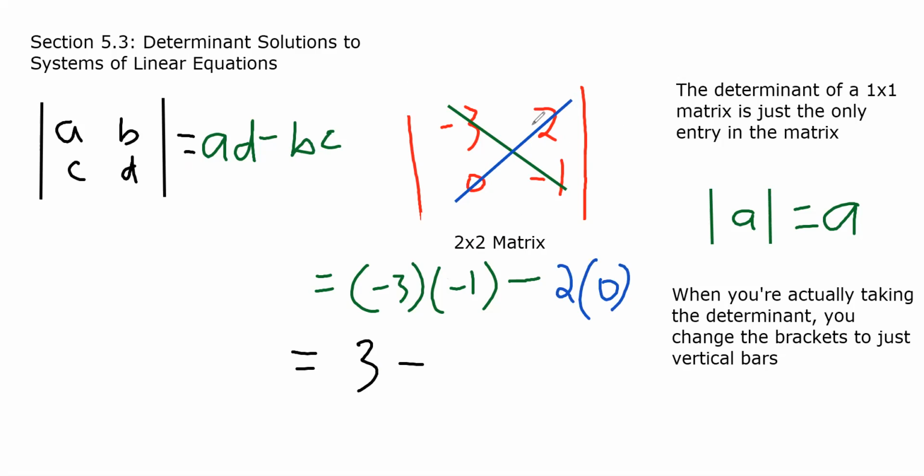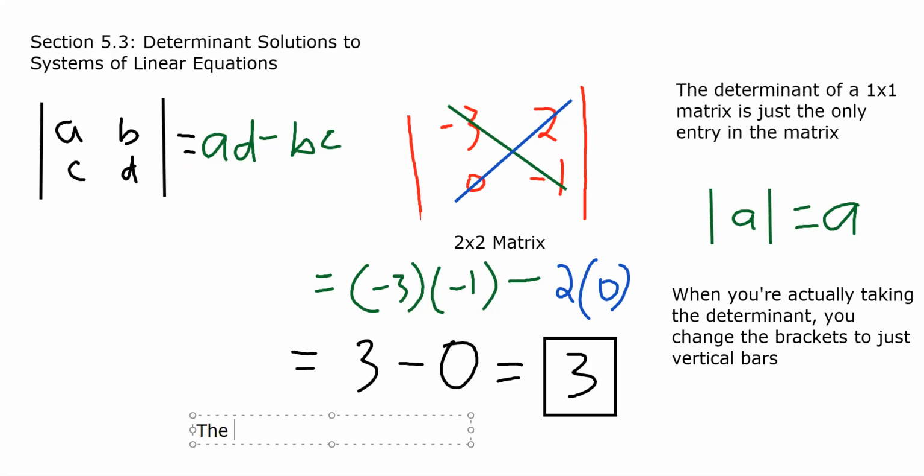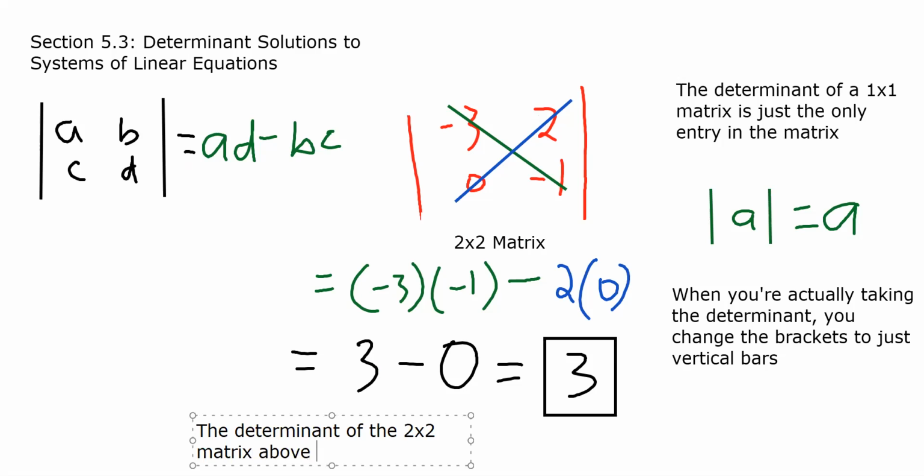Remember your order of operations. We got to do the multiplications first. 2 times 0 is 0. So we just have 3 minus 0, which is 3. So what we'd say is the determinant of the 2x2 matrix above is 3.